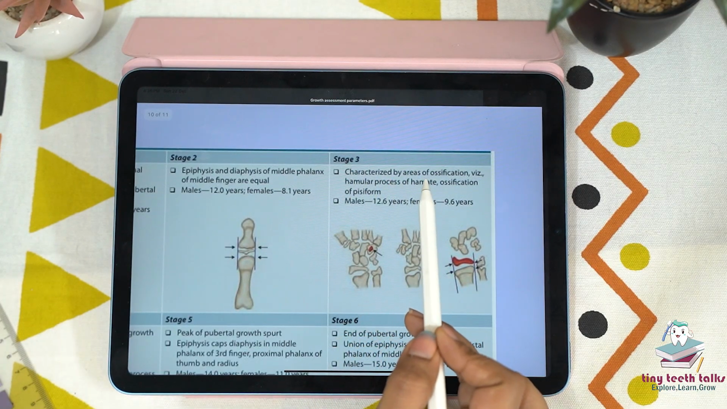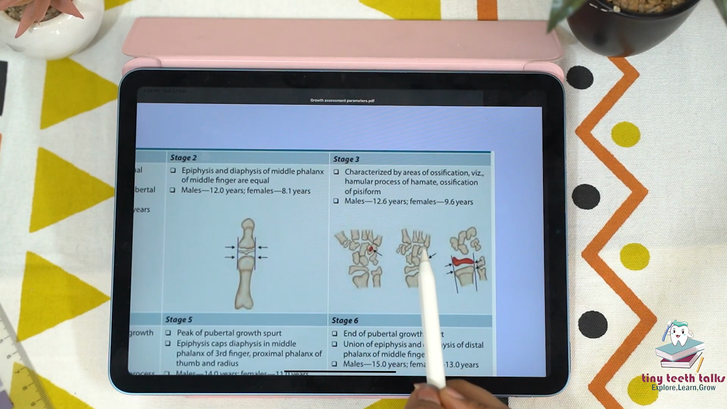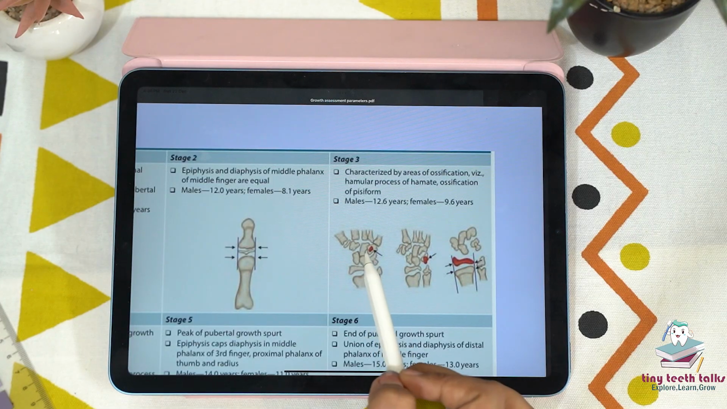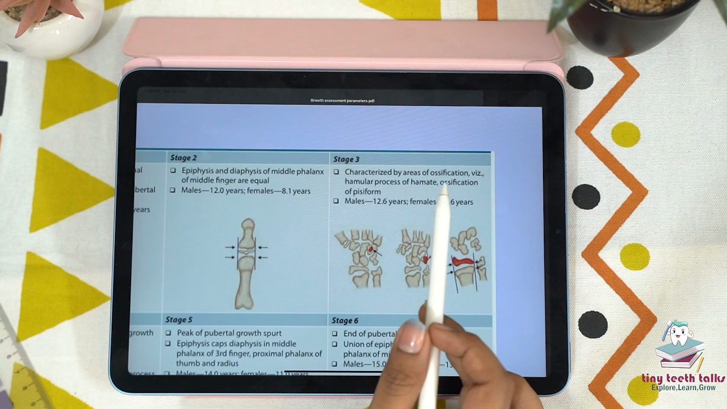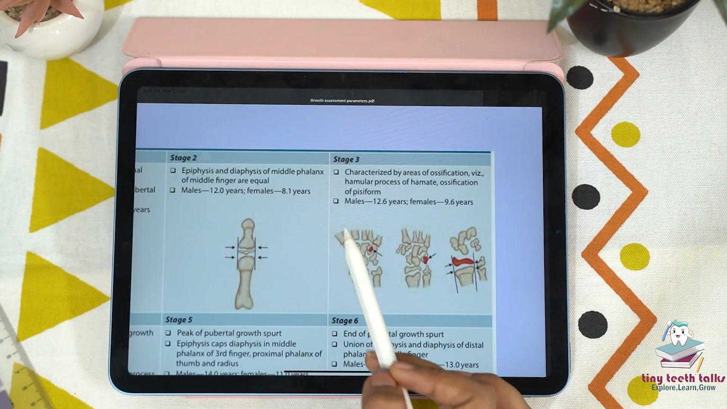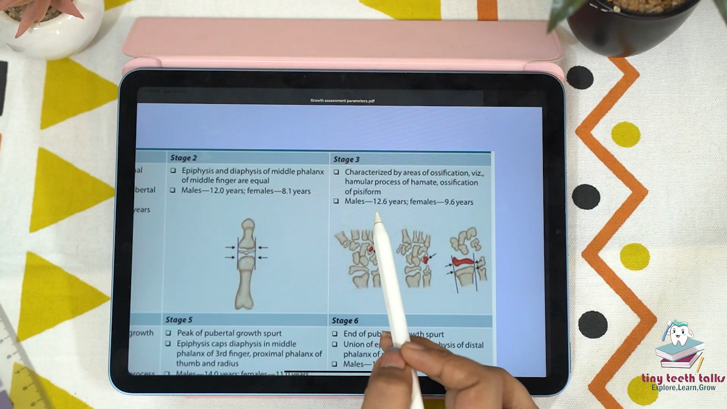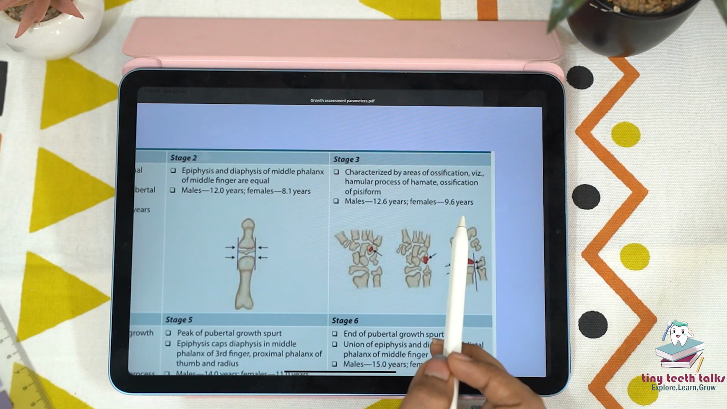Stage 3 is characterized by the area of ossification. We can see the areas of ossification in this red color: hamular process of the hamate, and ossification of pisiform. The age for male is 12.6 years and for female 9.6 years.